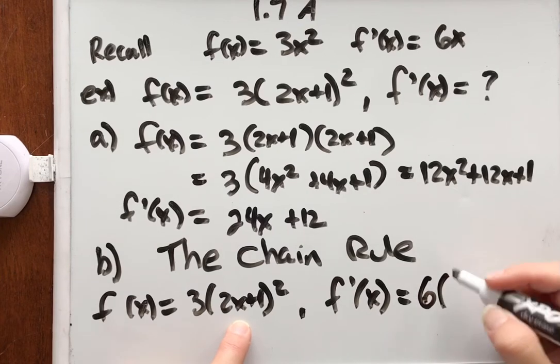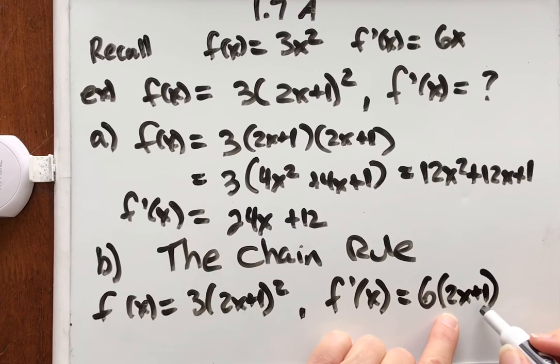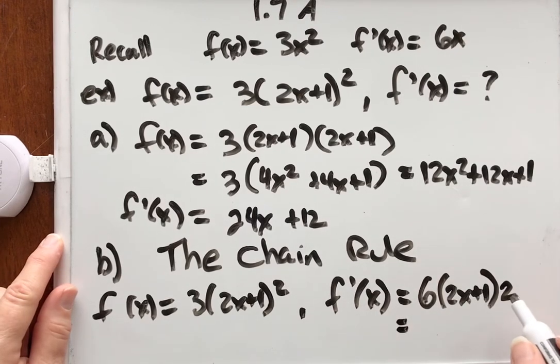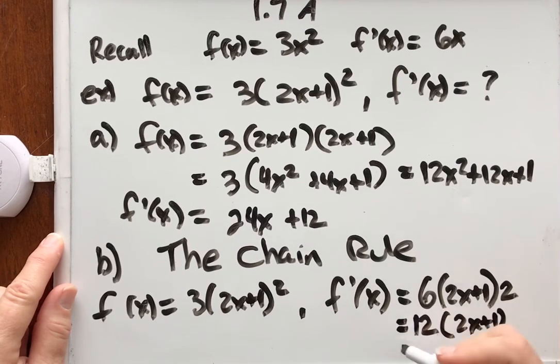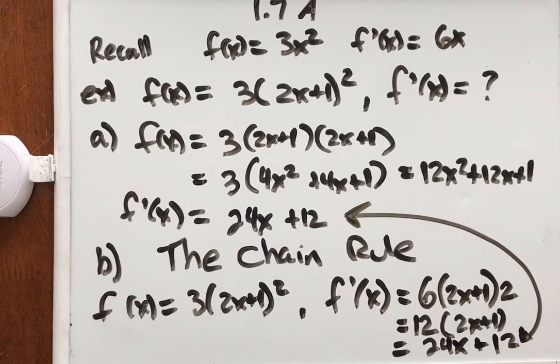Then we rewrite what's here, 2x plus 1. And then we take the derivative of the inside. The derivative of 2x is 2. The derivative of 1 is 0, so we don't include that. So the derivative of all of that put together. Now we multiply. 6 times 2 is 12. And we have 2x plus 1. And then we multiply and distribute. 12 times 2x is 24x. 12 times 1 is plus 12. And look at, same thing. So we love the chain rule. It makes it so much easier. Let's do another one.